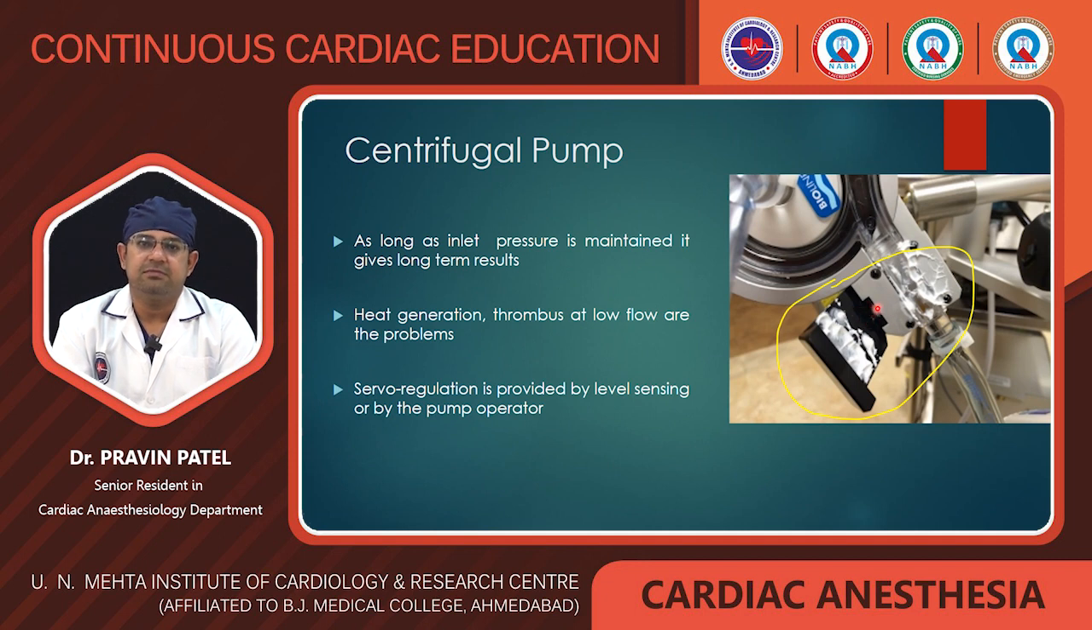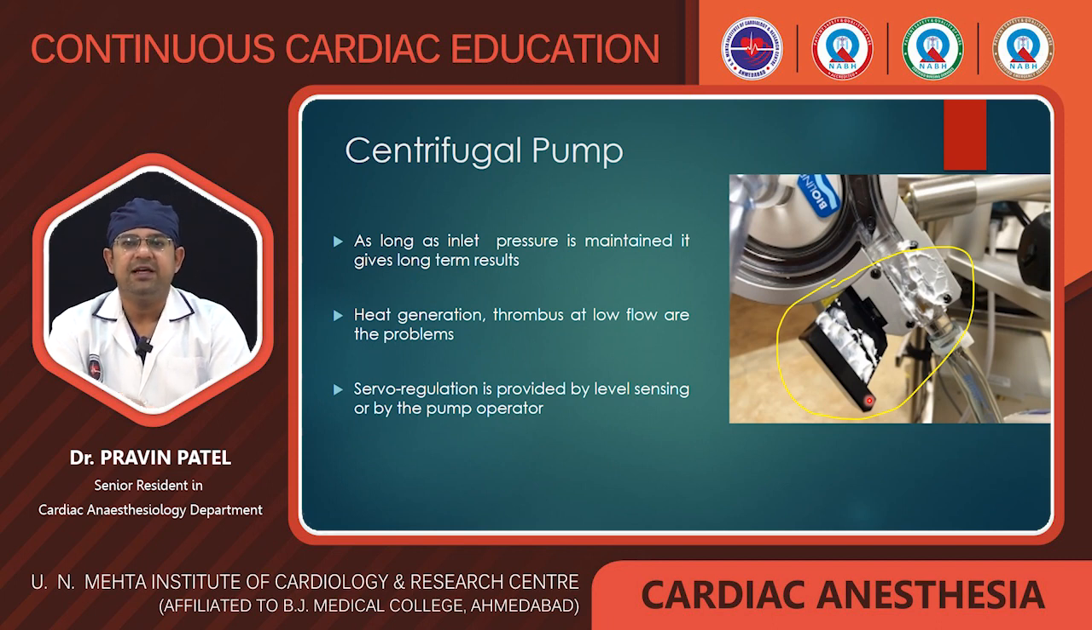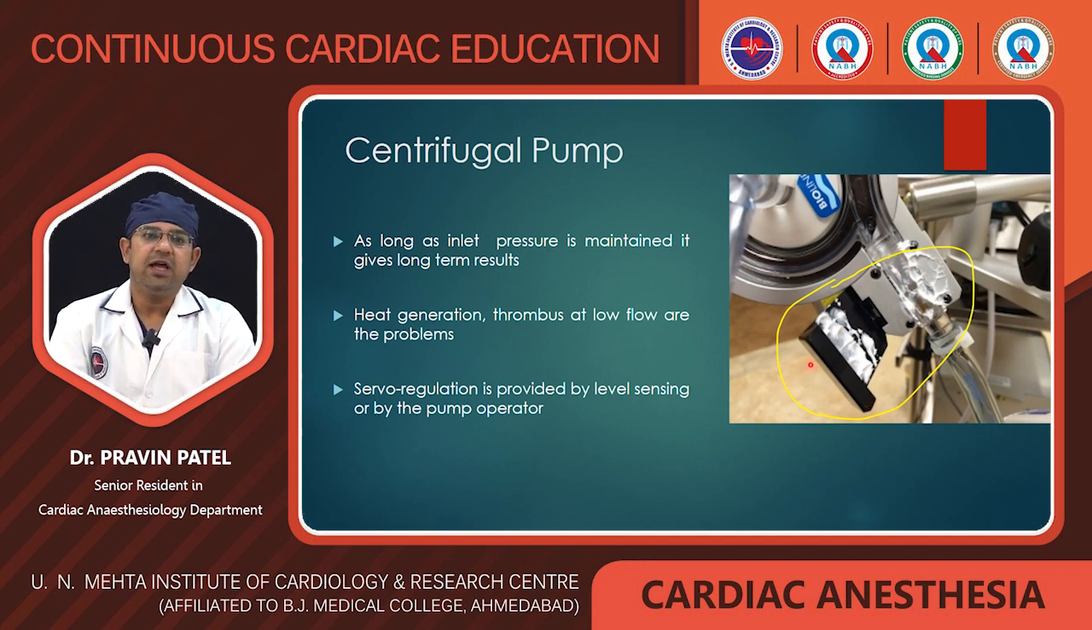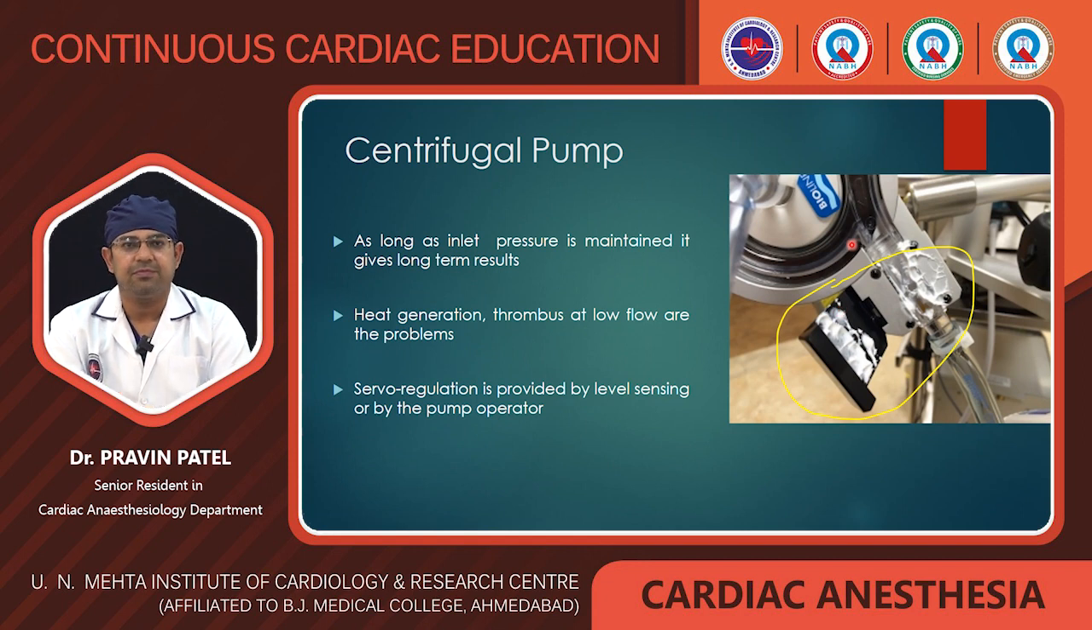Again, this is the inlet pressure measurement system, or we can say the sensors, which detect any fall in the drainage cannula. This is one of the advantages, a preventive mechanism for any excessive negative pressure in the drainage cannula. As I told, whenever there is any thrombus or excessive negative pressure, there is heat generation because the kinetic energy gets converted to heat energy. Servo regulation is again provided by the level sensing or by the pump generator. These are the sensors which are present just before the centrifugal pump.